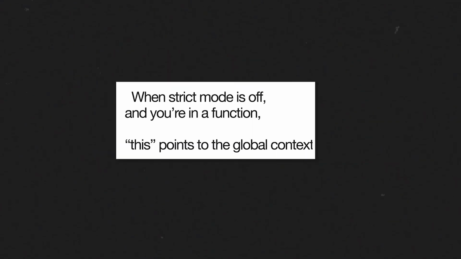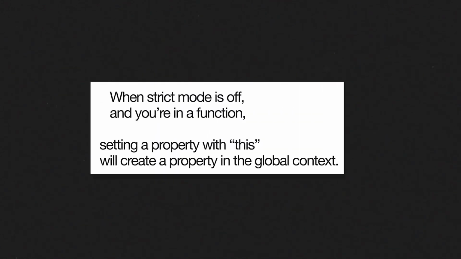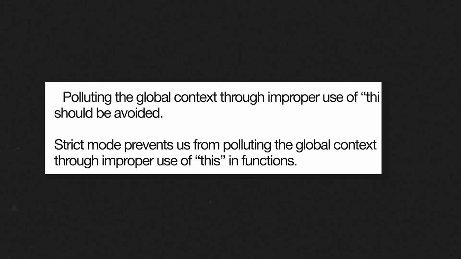What this tells us is that when strict mode is off and you're in a function, this points to the global context, which is the window object in browsers or the global object in Node. And when you try to set a property with this, it will create a property in the window object. And this makes sense because this points to the window object and therefore it will create a property in the window object. This behavior is problematic.